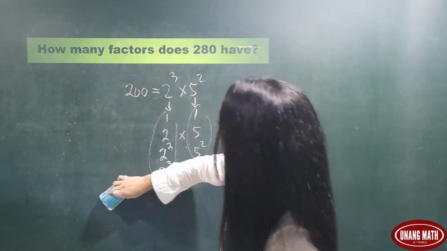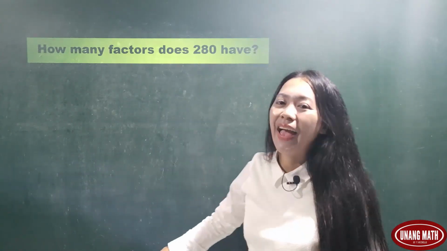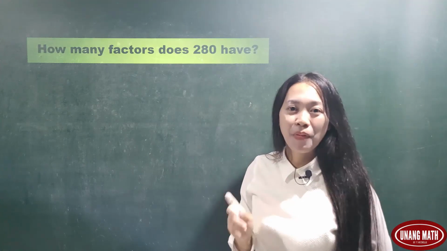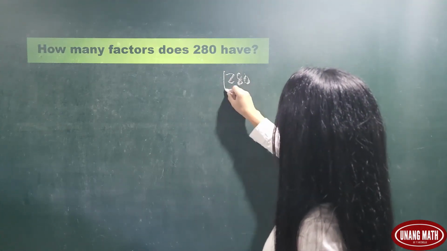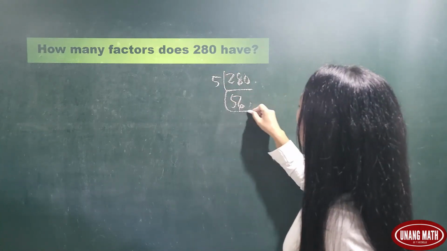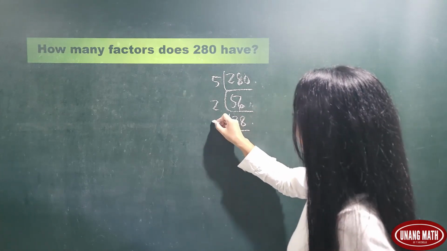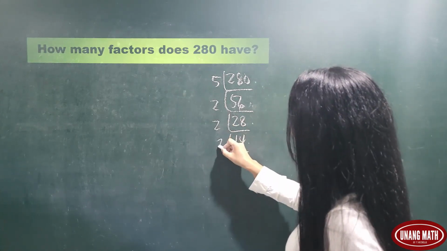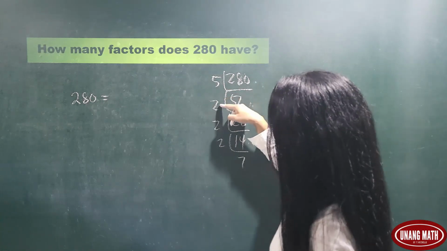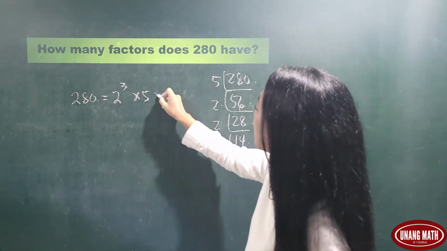Okay, next problem. This time, the question is, how many factors does 280 have? To answer this question, first we have to find 280's prime factorization. Let's use the division method again. 280 divided by 5 is 56. Continue dividing. 56 divided by 2 is 28. 28 divided by 2 is 14. 14 divided by 2 is 7. So 280's prime factorization is 2 raised to the power of 3 times 5 times 7.